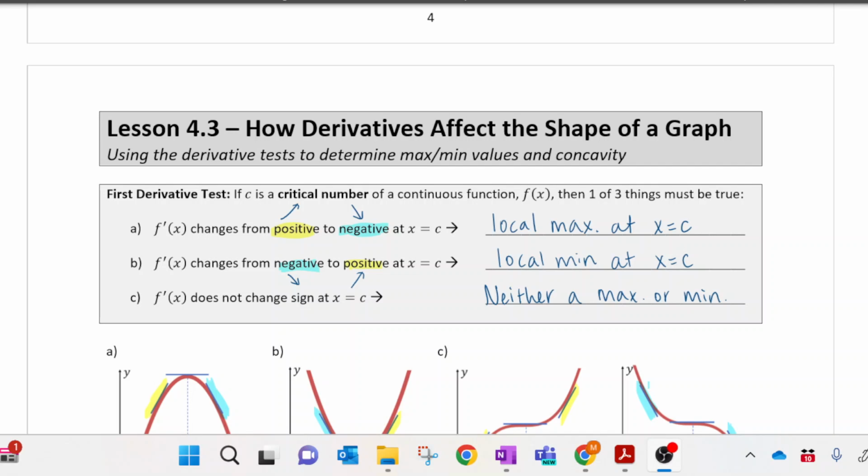All right, so this is lesson 4.3. We're going to be doing part 2. I'm just going to quickly recap part 1. If you want to go and watch the part 1 video on the first derivative, just watch my previous video.